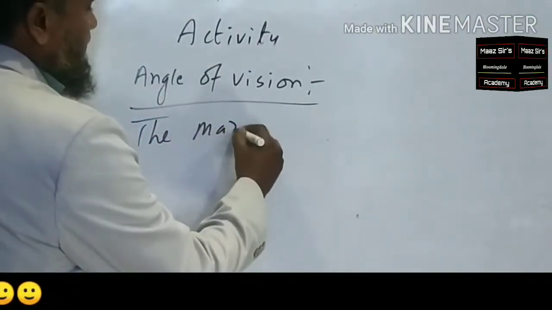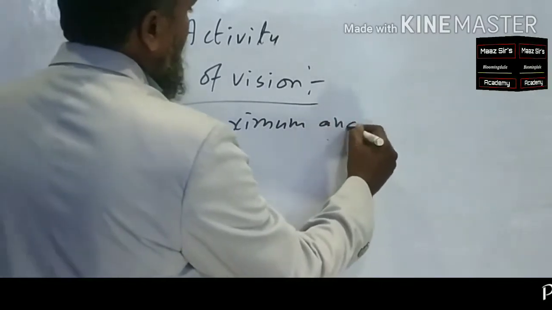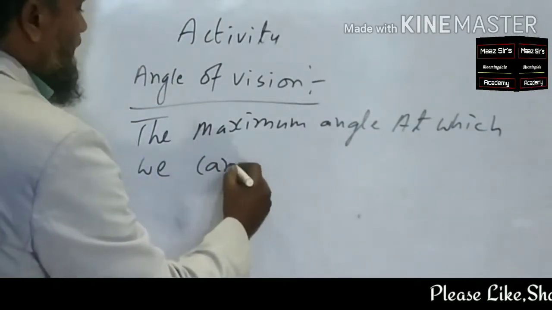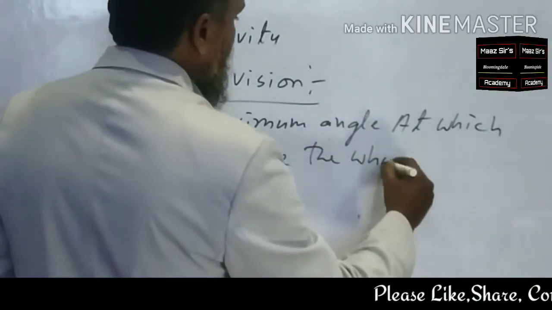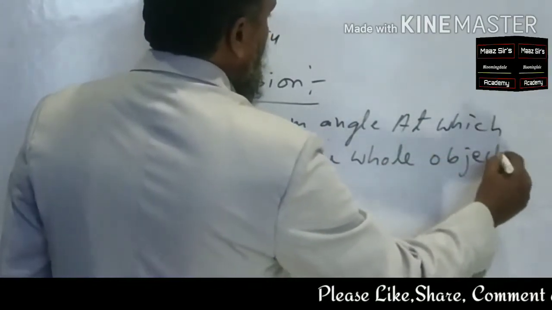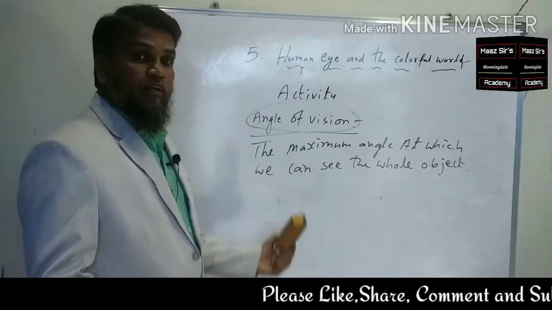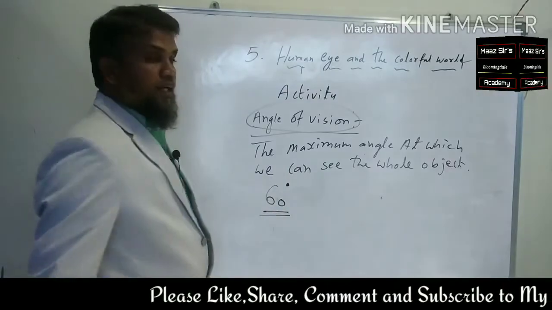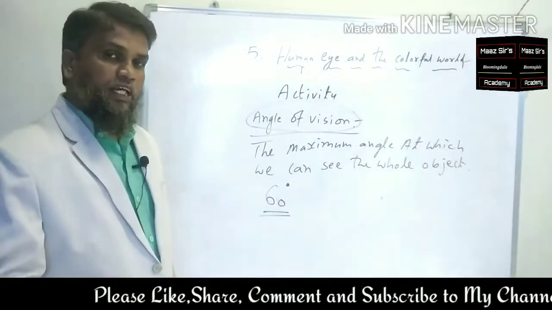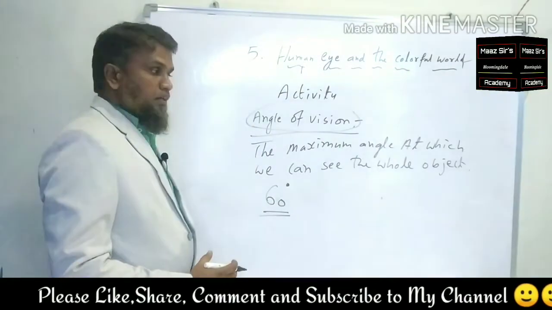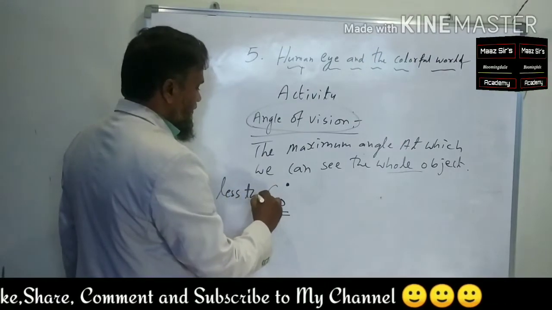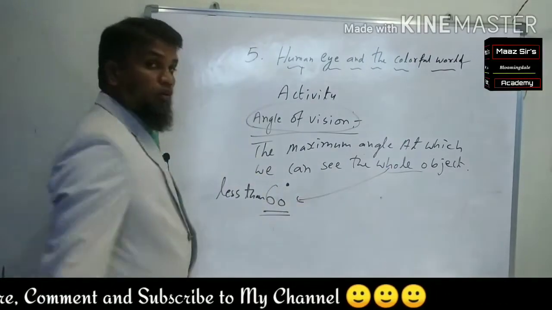So what is the definition of angle of vision? The maximum angle at which we can see the whole object is known as angle of vision. So what is the value of this angle of vision? It is 60 degree. If we are getting an angle of vision of 60 degree, you can see the object clearly. That is the whole object. If it is less than 60 also, you can see the whole object.